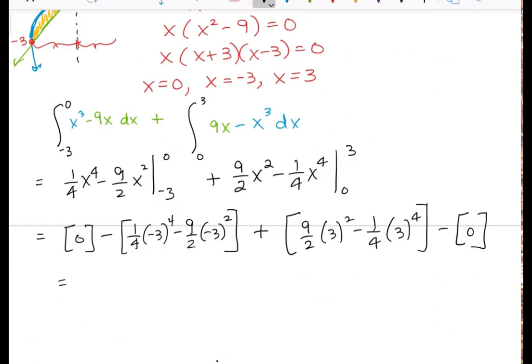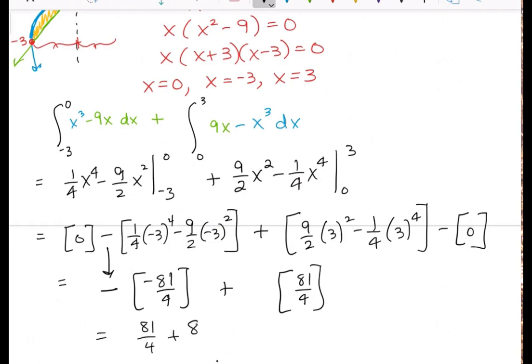So when you do this arithmetic, you're going to get this minus sign, and then inside that bracket you get -81/4, plus over here in the bracket you get 81/4, and then minus 0 keeps it 81/4. So this is going to be positive 81/4 plus another 81/4 gives me a final value of 162/4. So there's my area.